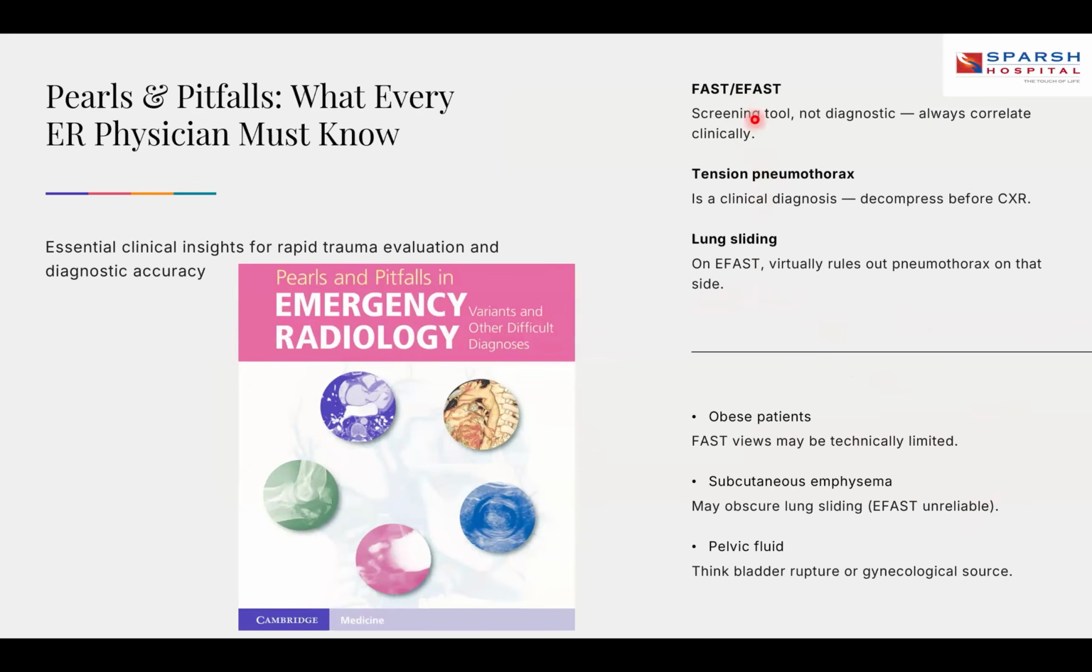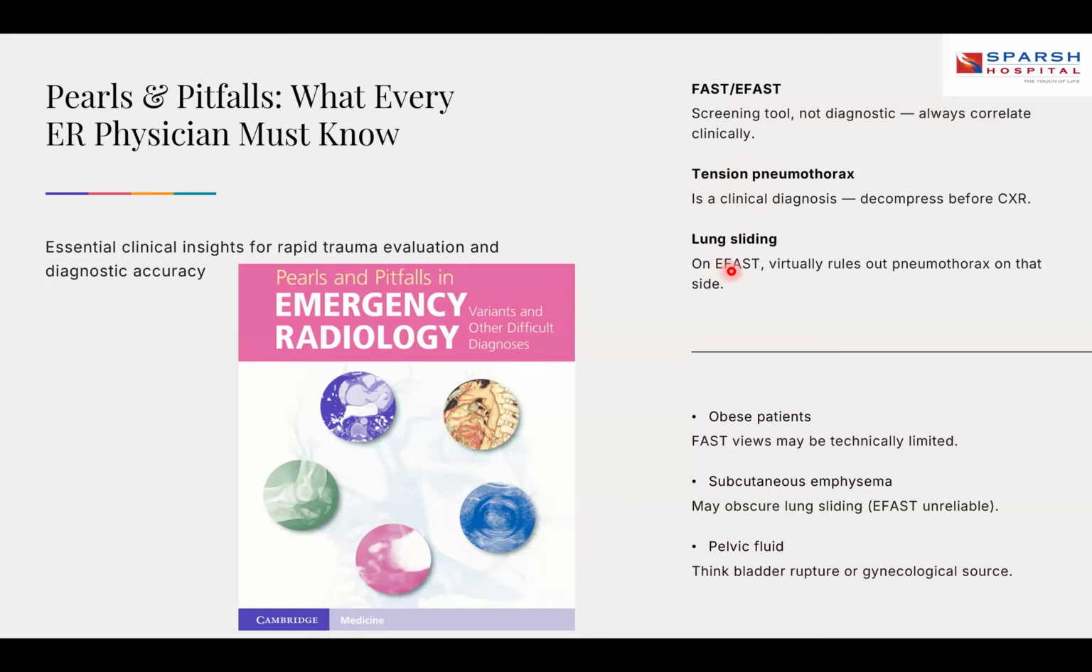That is, the FAST and EFAST should be used only as a screening tool. It's not diagnostic. So you have to always correlate clinically to the condition of the patient. Tension pneumothorax is always and always a clinical diagnosis. As you all know, if you have done ACLS, tension pneumothorax is one of the causes under the 5H5T for cardiac arrest. So you should not wait for a chest X-ray or a CT to diagnose tension pneumothorax.